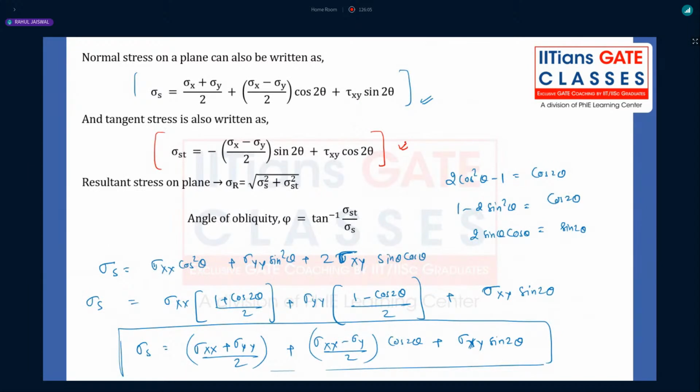So these two formulas are very, very important. On this plane, sigma s is there, sigma st is there. Then what is the resultant stress? The resultant stress will be under root of sigma s square plus sigma st square. And what is the angle of obliquity? Angle of obliquity will be tan inverse of sigma st divided by sigma s. That means like this.